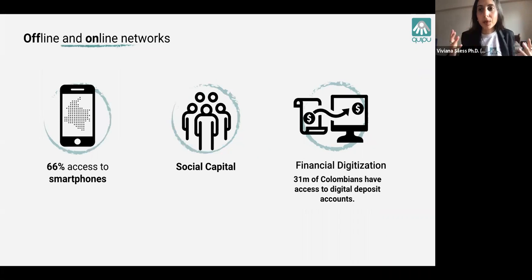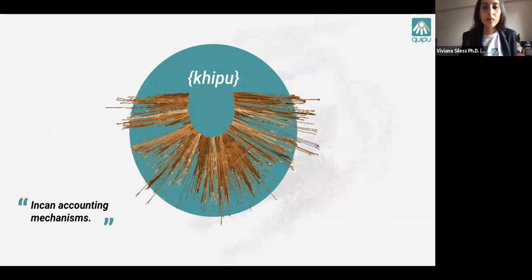And these neighborhoods have 3 main assets. They have high smartphone penetration. They have high levels of social capital, which means that they are really community oriented, and recently they have even increased financial digitalization and inclusion. So for example, right now, 31 million Colombians have access to digital deposit accounts, which wasn't like that some time ago.